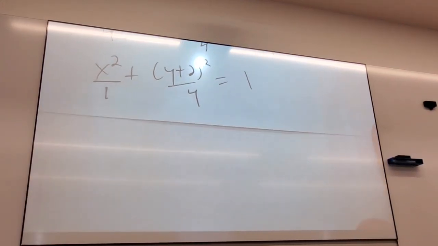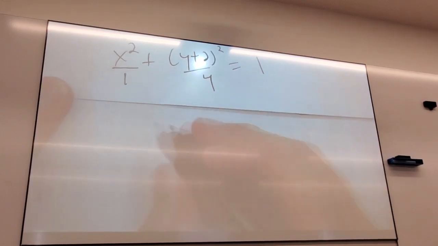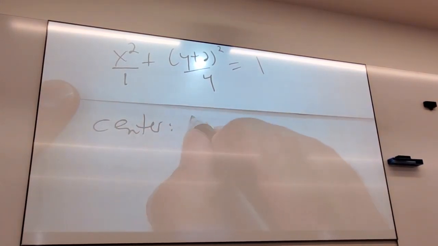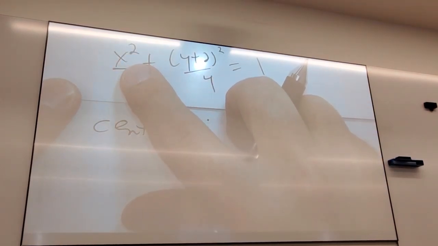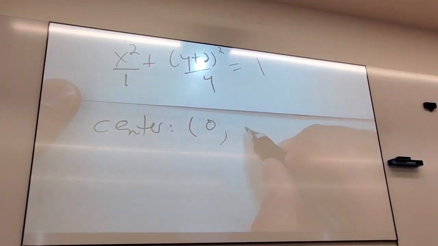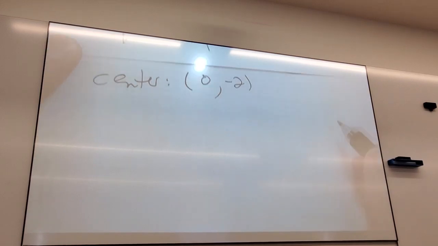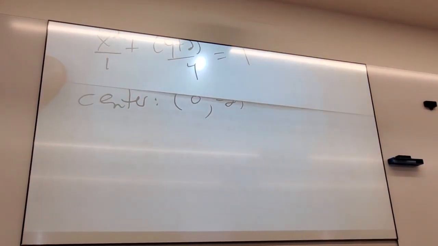Because of the plus, so where's the center of this ellipse? Has the x been shifted at all? No. So 0, -2. Cool.